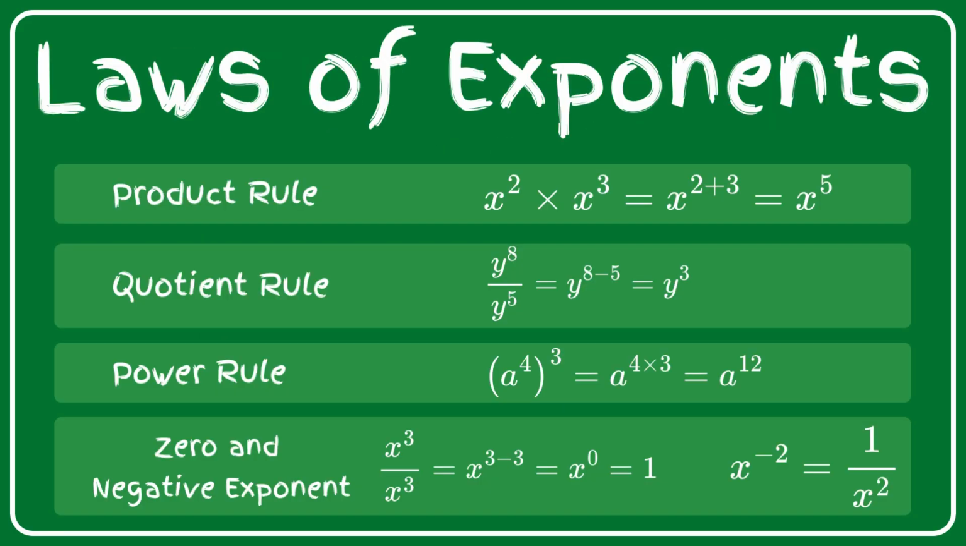Now, let's do a super fast recap. When you multiply, you add exponents. When you divide, you subtract. A power to a power, you multiply. Anything to the zero power is 1. And a negative exponent gets flipped.